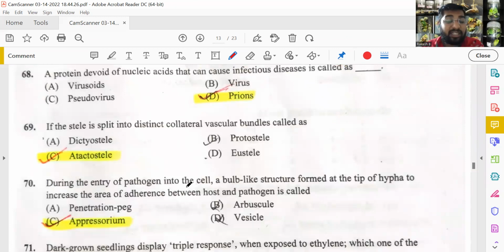If a stele is split into distinct collateral vascular bundles, it is called an atactostele. So it is scattered vascular bundles, which you can find in monocotyledons. I have made a video on stelar evolution in the case of pteridophytes. If you had watched that video, this question could also have been answered.